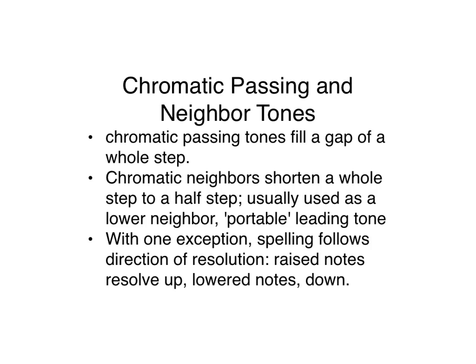The next topic has to deal with chromatic passing tones and chromatic neighbor tones. A chromatic passing tone fills the gap of a whole step with the chromatic note in between. Chromatic neighbors shorten what would ordinarily be a whole step to a half step. It's usually used as a lower neighbor, and it works almost like a portable leading tone to one of the other notes in the scale besides the tonic.